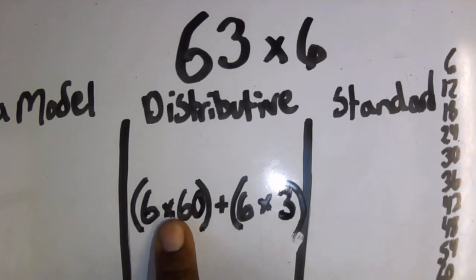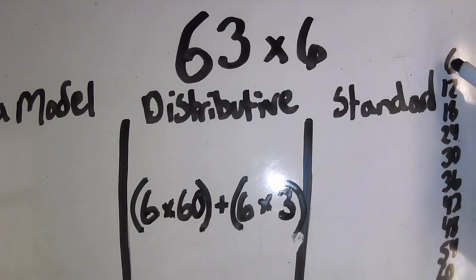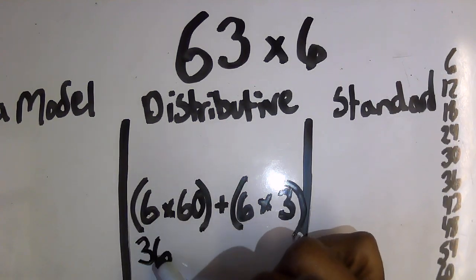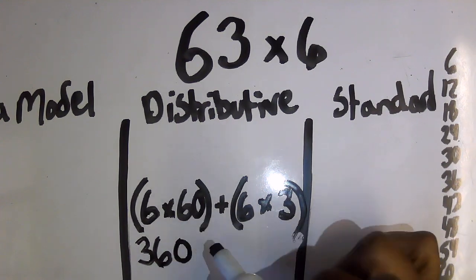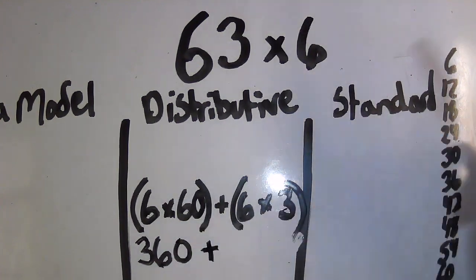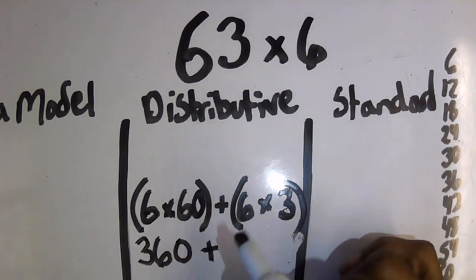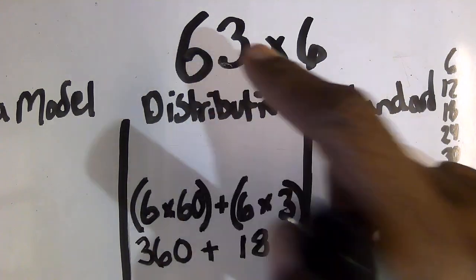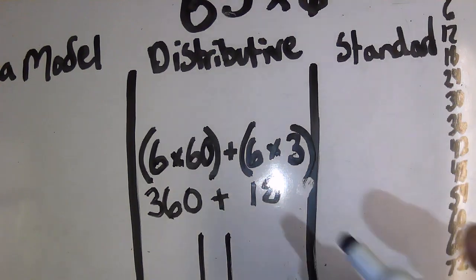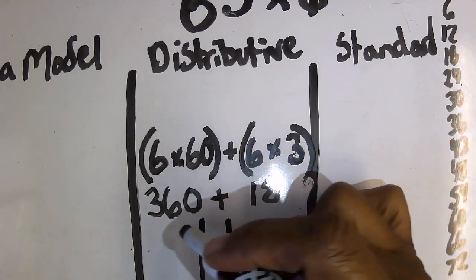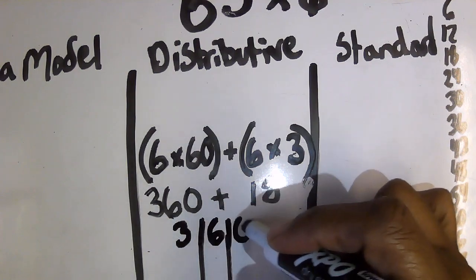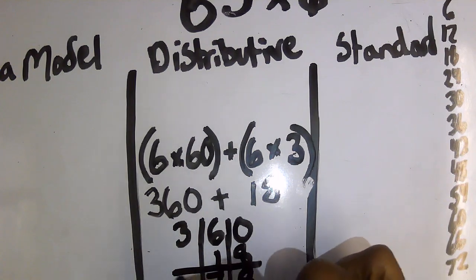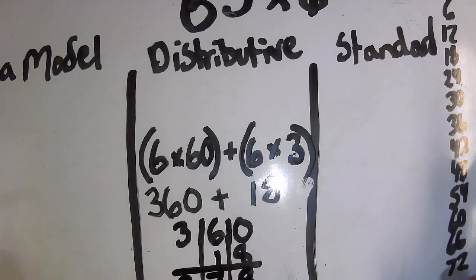Well, 6 times 6, I'm going to come over to my multiples and count down 6. 1, 2, 3, 4, 5, 6. So that's 36. Drop down 1 zero. Plus 6 times 3, go down 3. 1, 2, 3, 18. And now I'm going to do two lines because I have two numbers. And that will help me keep it organized in the right place values where they need to be. 378. So that is the distributive property.